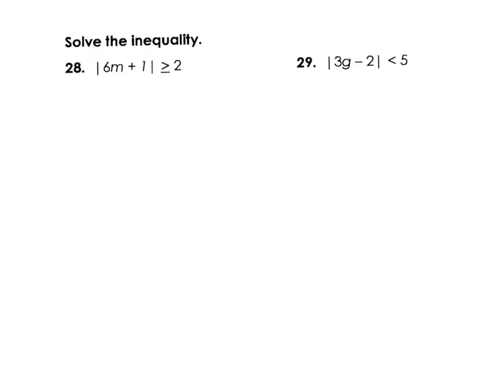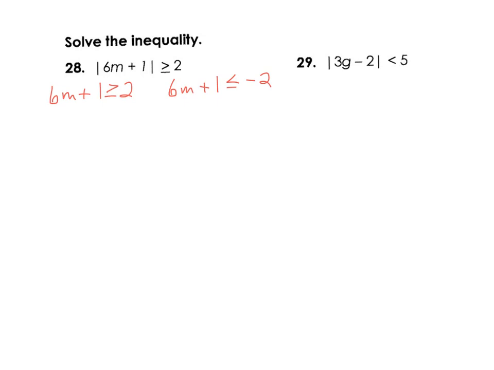Here are the last 3 on the review. We have absolute values, so that means that I'm going to have 2 answers if you think about the iceberg. So we have 6m plus 1 is greater than or equal to 2. And we also have 6m plus 1 is less than or equal to negative 2.